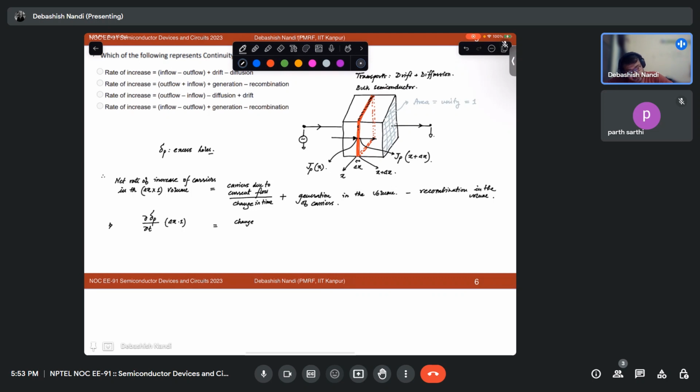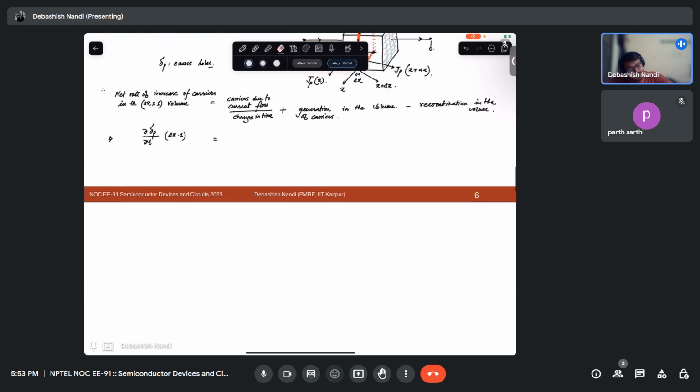Change. Okay, just let me write it here. Change in carriers is equal to change in charge over Q. Do you agree? Because your Q times carrier is your charge, right?